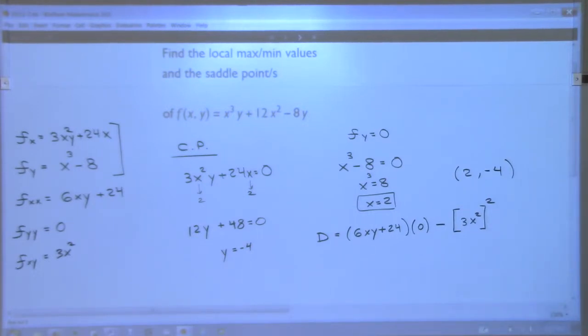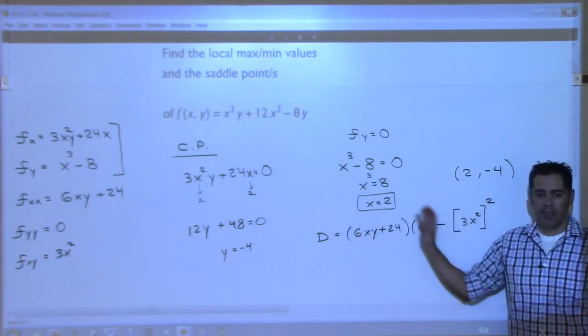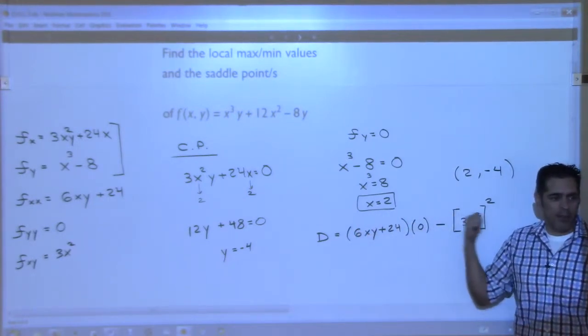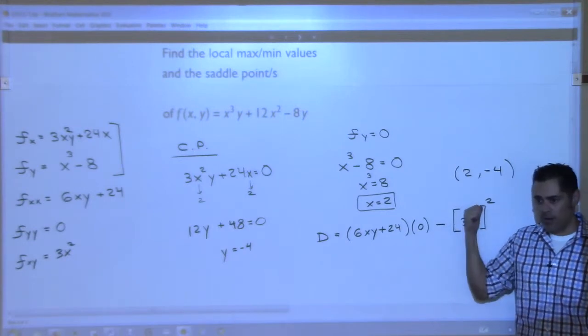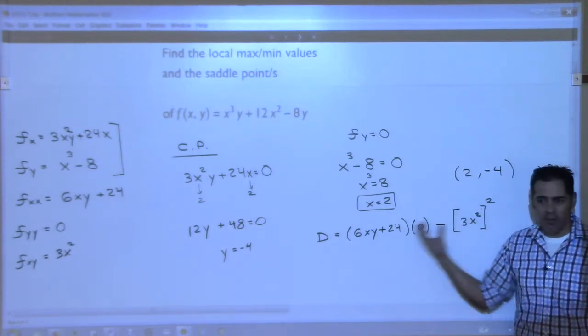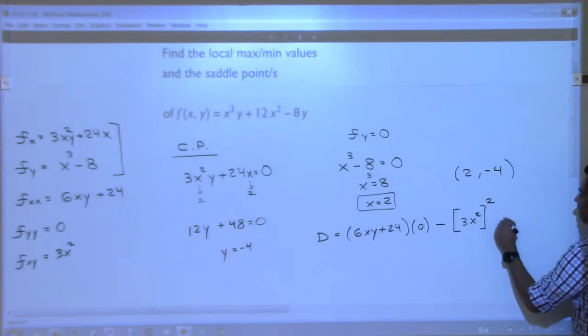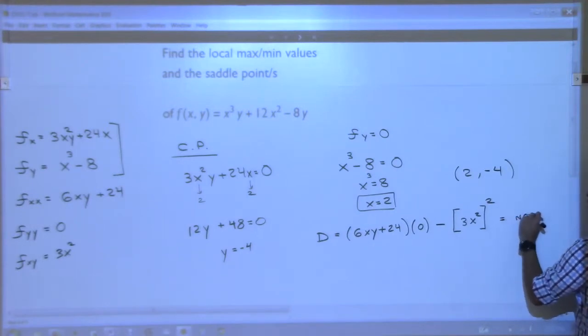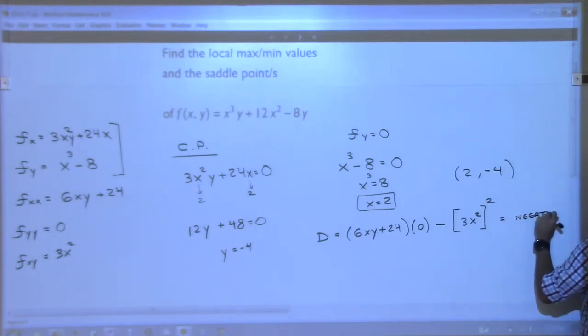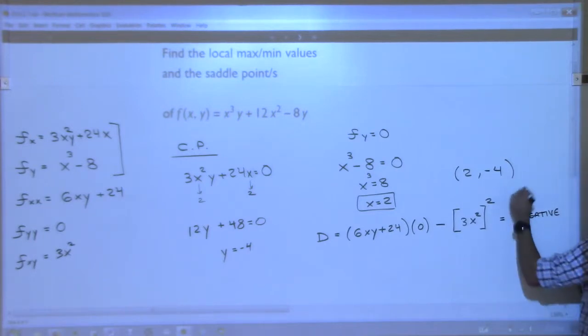All right. What can you tell me right now? You don't even have to compute anything here. If this is 0, and this is always negative no matter what because you have minus something squared, then you're going to have 0 minus a number. So this is going to be negative. So we have a saddle. So this is a saddle point.